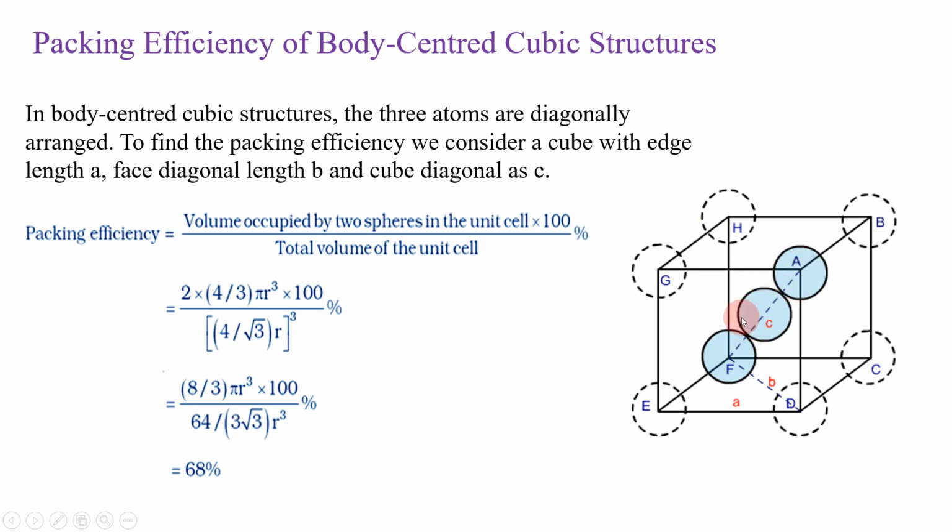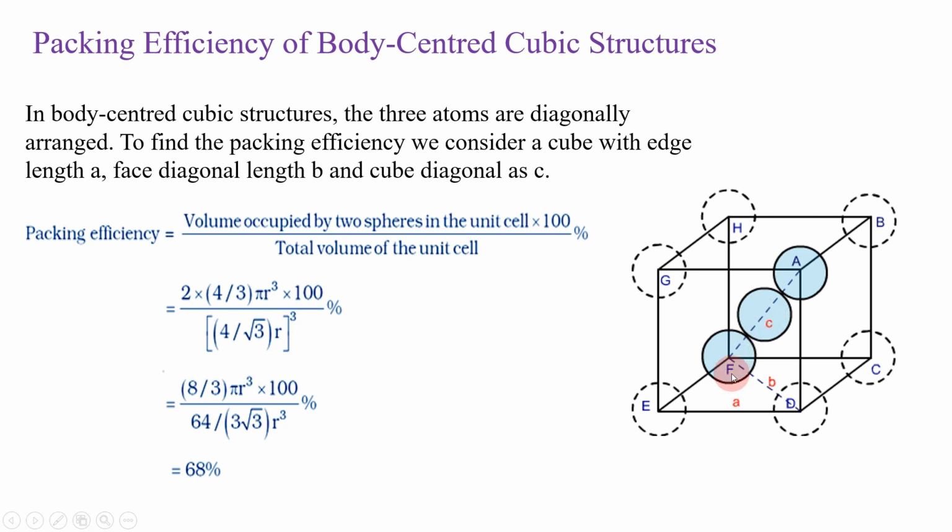To find the packing efficiency, we consider a cube with edge length A, face diagonal length B and cube diagonal C. Edge length is denoted by A, face diagonal by B and cube diagonal by C. The packing efficiency is the volume occupied by two spheres in the unit cell. Why two spheres? Because in BCC each corner atom touches its adjoining atom.